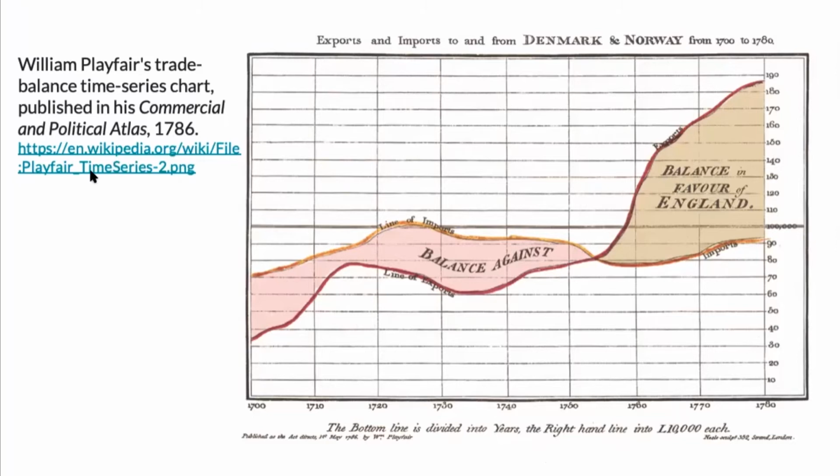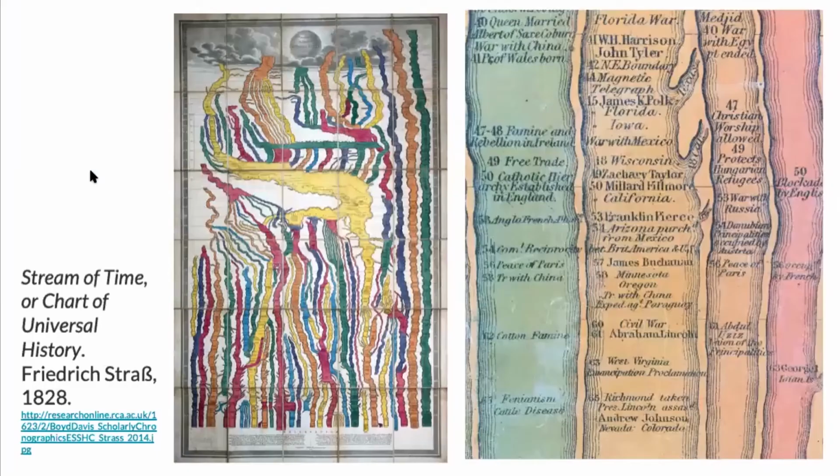This is another sort of amazing example. This is The Stream of Time by Friedrich Strauss. And this visualization is a timeline. It's actually only in the late 18th century that we see the first timeline designs. And this graphic attempts to visualize the universal history of mankind. So fairly ambitious. And you can see that these streams actually represent states and nations.